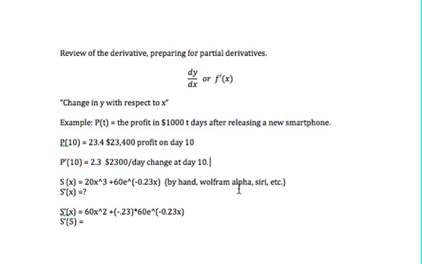Wolfram Alpha will do that problem easily. Siri on my iPhone will do that pretty easily. And who knows what we'll have in another year or two. Maybe Google Glasses will just look at it and give you the answer. So the actual importance of doing the traditional math by hand is becoming less interesting to me. If you wanted to do it by hand, it would be 60x squared plus, and then the negative 0.23 would come down.